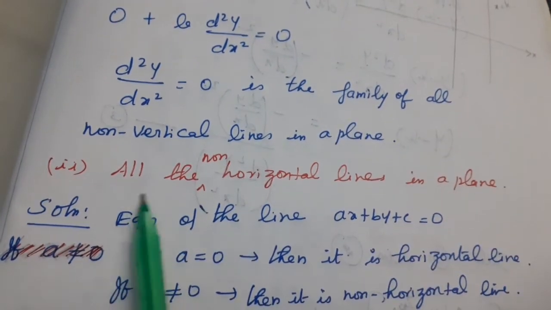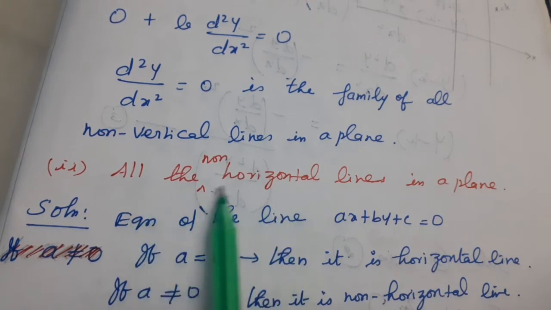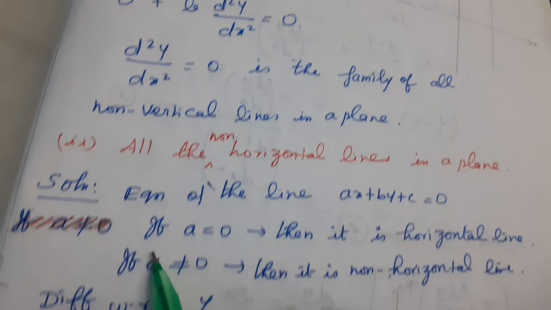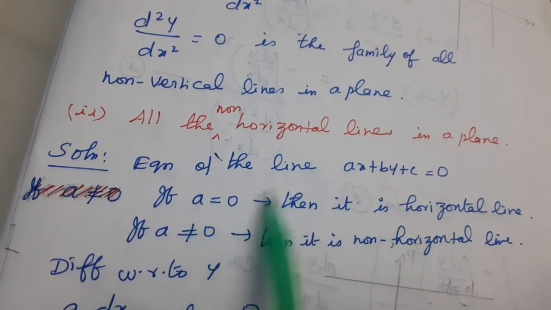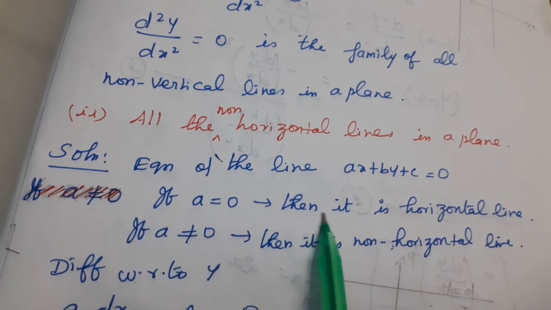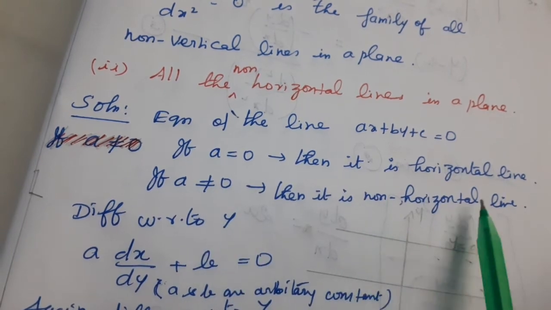Second one is all the non-horizontal lines. First we found the non-vertical lines; here we take non-horizontal lines in a plane. The equation of the line is ax plus by plus c equal to 0. If a equal to 0, then it is a horizontal line. If a not equal to 0, then it is a non-horizontal line.